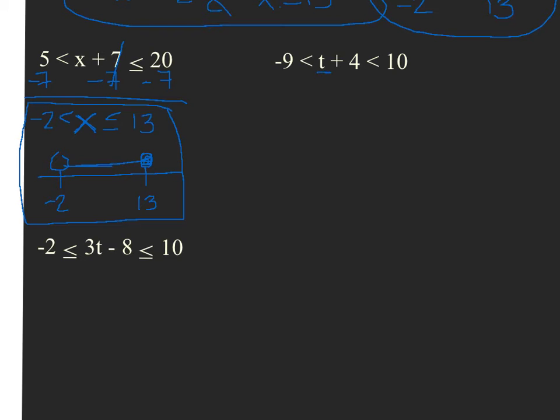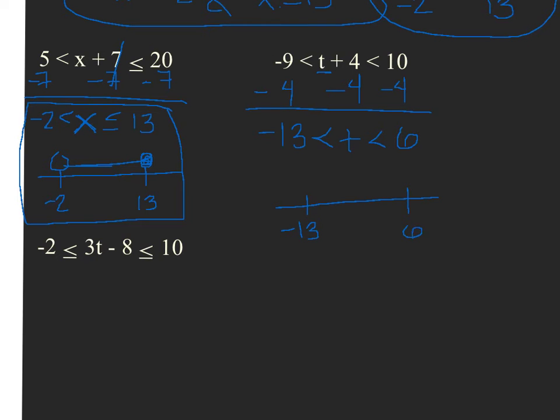I look at the t and I say, hey, I got to get rid of this 4, so I get rid of the 4 everywhere, both outsides. We've got negative 13 is less than t is less than 6. And so that's part of my answer. This is an "and" problem because it's connected like that.